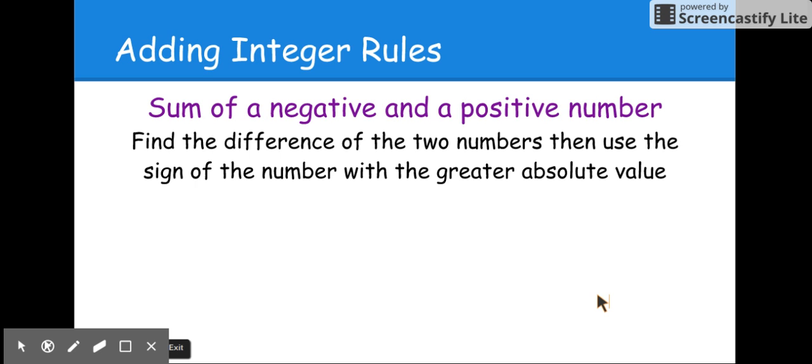When finding the sum of a negative and a positive number, you find the difference of the two numbers, then use the sign of the number with the greater absolute value. So we're going to do a couple examples with this.